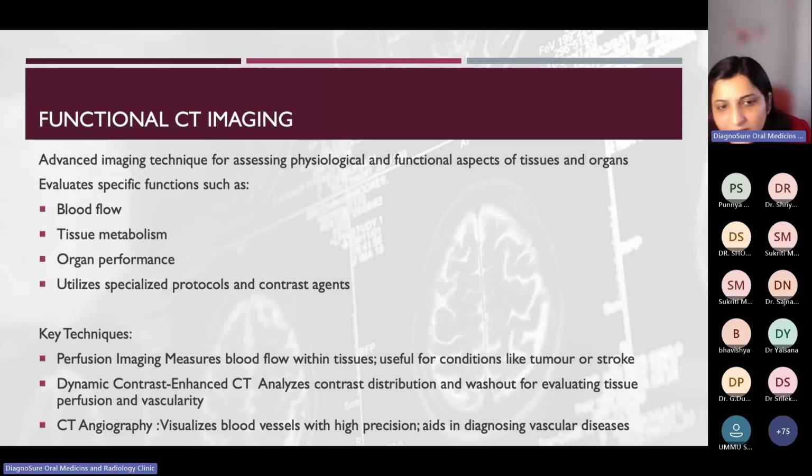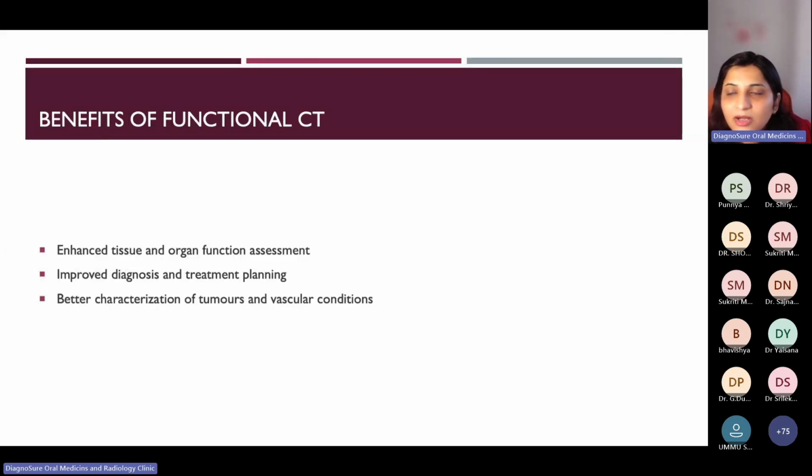CT angiography, like we said, visualizes blood vessels with high precision and aids in diagnosing vascular diseases. We can find the feeder vessel by CT angiography. We will explore functional imaging in greater detail during our MRI lecture, where we will be talking about functional MRI. So benefits of functional CT are enhanced tissue and organ function assessment, improved diagnosis and treatment planning, and better characterization of tumors and vascular conditions.